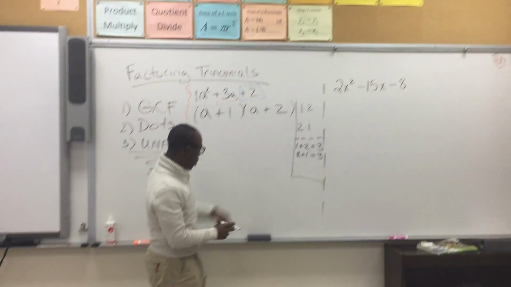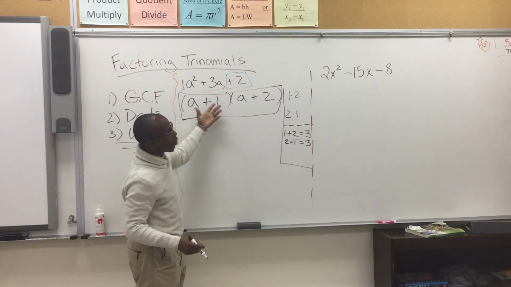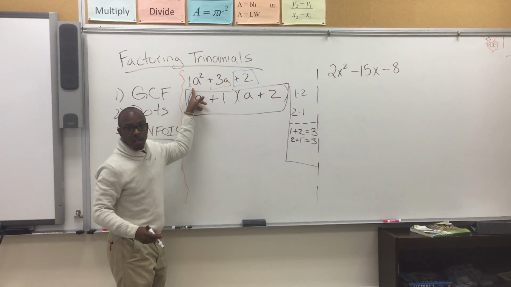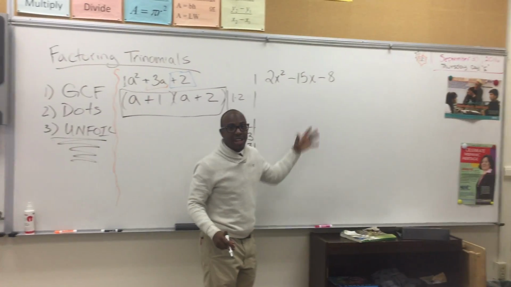Great. So this is how it's all done. And when you're done, that's the answer. You put a box around it. Now that's a simple one because the coefficient of the first number is 1. How about we look at an example where the coefficient is not 1?